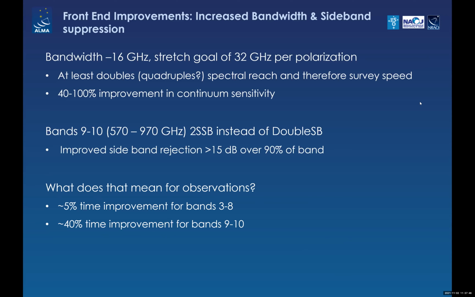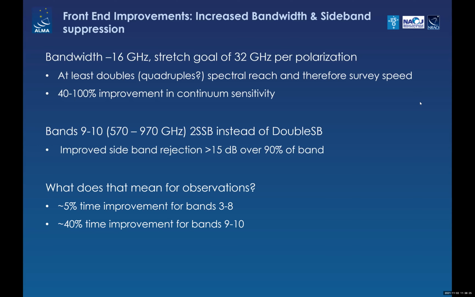And also with the increased bandwidth, we get a dramatic improvement in continuum sensitivity. At the higher frequencies, we're looking at moving away from double sideband systems to dual single sideband systems, basically to improve our sideband rejection capability. When thinking back to when ALMA was put underway, this wasn't possible at these frequencies. Today, it's now possible with the devices that exist. And so this is something we're looking at doing.